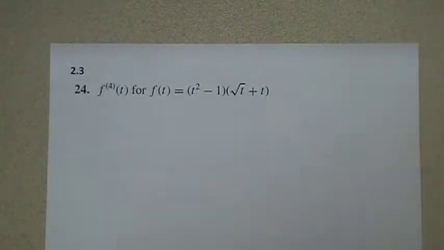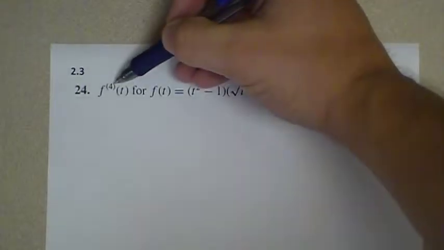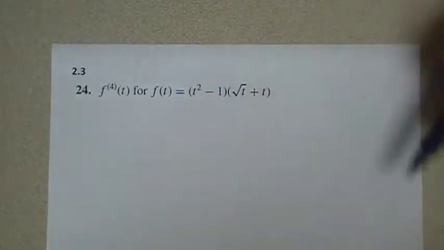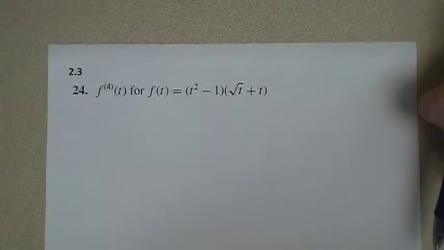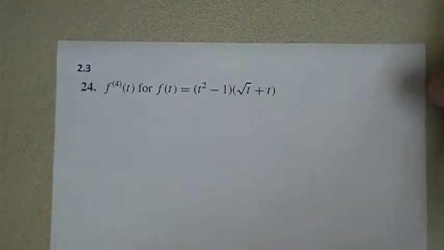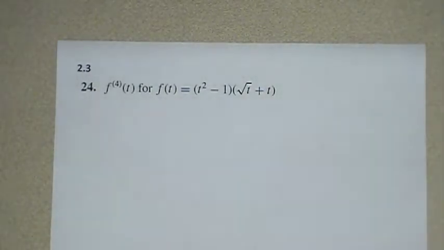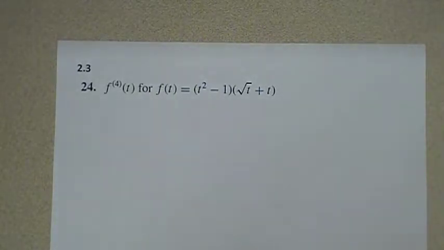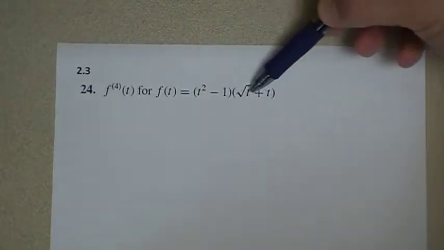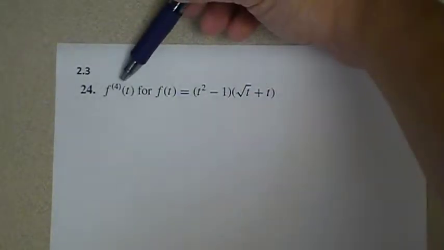Here's a problem from section 2.3 that asks us to take the fourth derivative of this function f of t. We spoke in class about a situation like this. If you're asked for a fourth derivative, there's really no way to get to it unless you have the first, second, and third derivatives in place already. So basically we're just going to start with our function and we're going to have to do four derivatives of it.